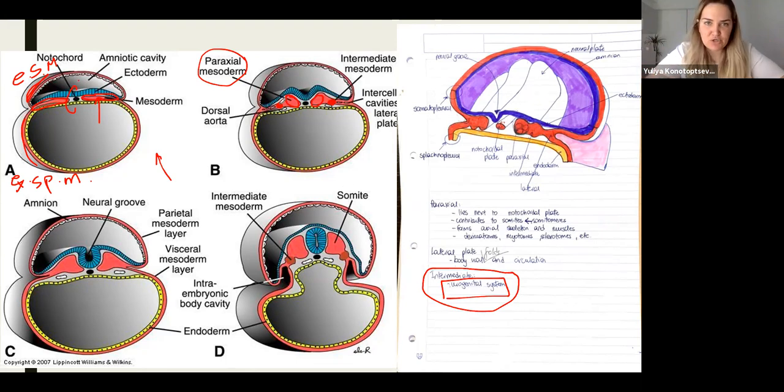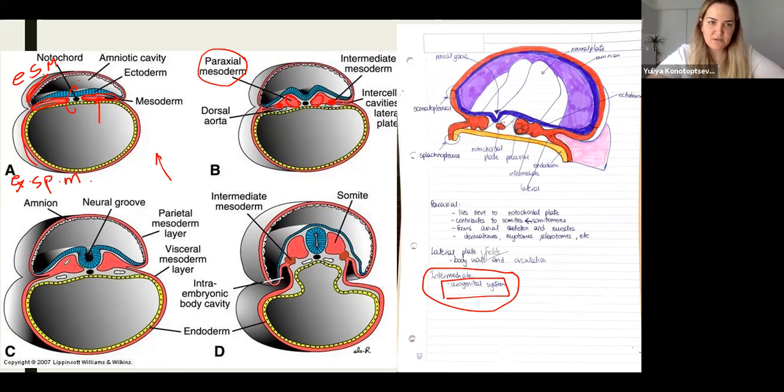Right next to the intermediate mesoderm, we're going to have lateral plate mesoderm. But I want you to notice that the shape of the lateral plate mesoderm is a V. Do you see it? This is the V shape of the lateral plate mesoderm. So again, I point, you tell me, which one is this?